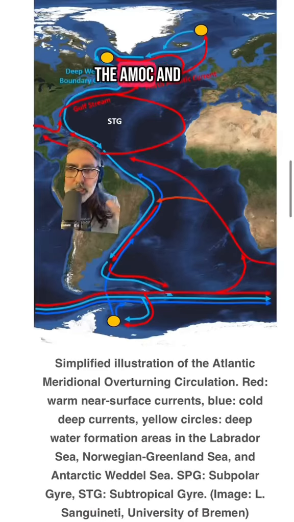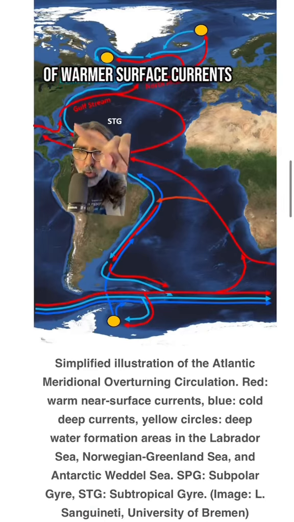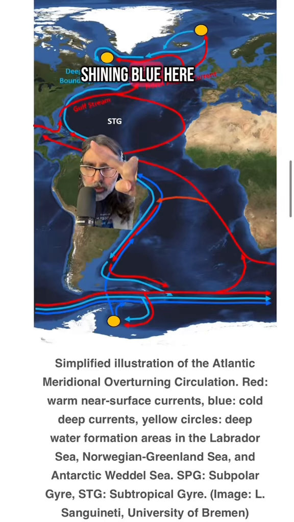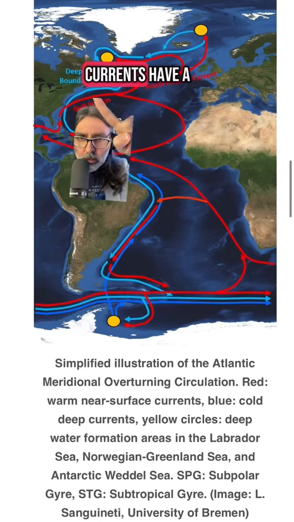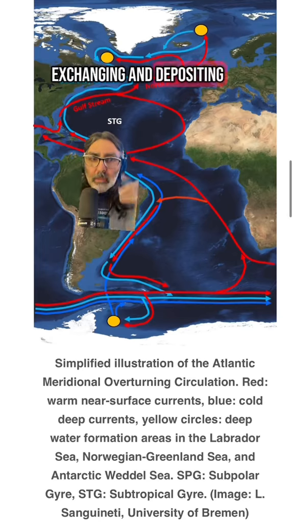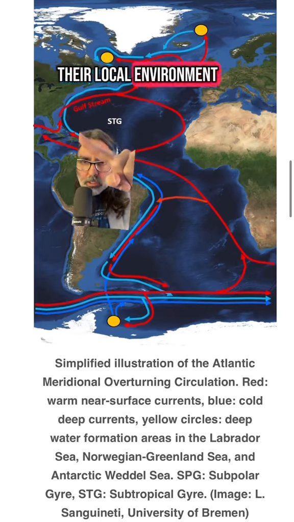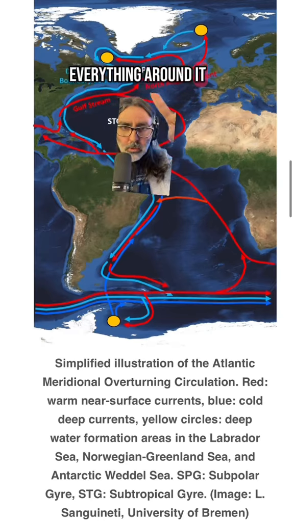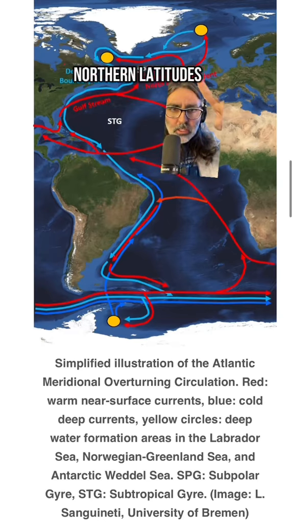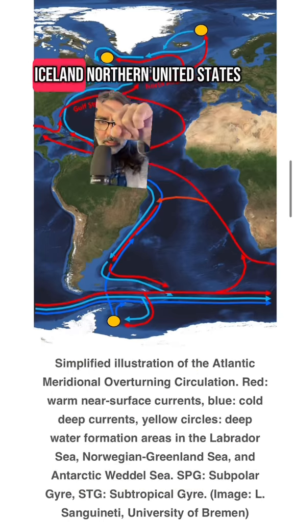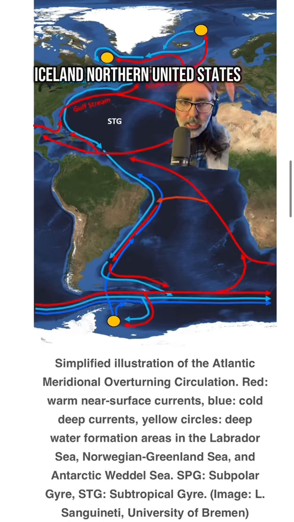The AMOC and all of the ocean currents are comprised of warmer surface currents and colder deep currents shown in blue here. The warmer surface currents have a lot of thermal energy and they are exchanging and depositing this energy into their local environment as they travel. So you have this warm water which is heating everything around it, moving into these northern latitudes. This produces warmer climates for all of the countries here in Great Britain, Iceland, northern United States, and Western Europe.